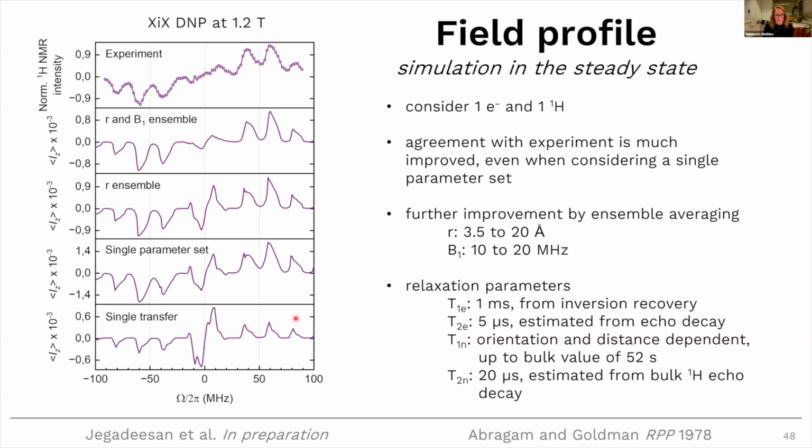So what I've so far been sweeping under the rug is that when we do a single transfer and we simulate our field profile, I never show the simulated field profiles because they're just okay. They give us an impression of where we need to go in the experiment to get the best conditions. But when you compare this single transfer simulation to the experiment, you see that it doesn't match quite well.